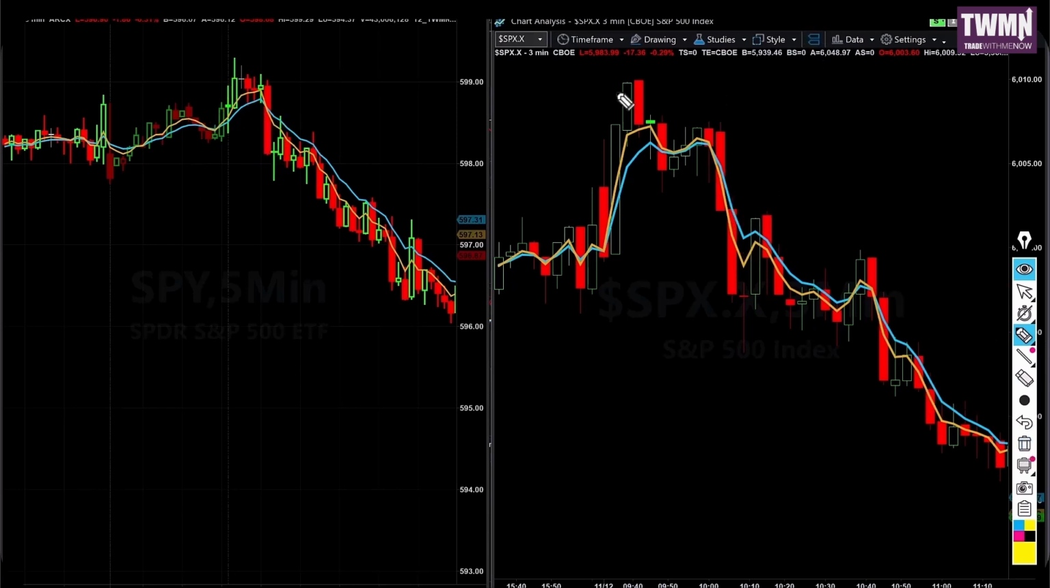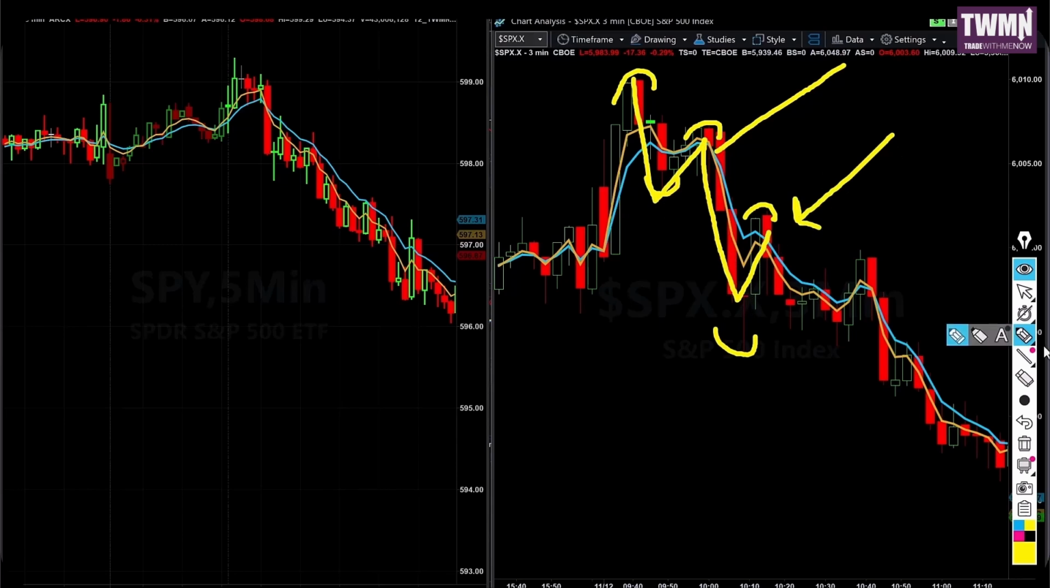What does that mean? This is a high, this is a lower high, and this is an even lower high. This is a low, and this is a lower low. So I'm going to wait, even though the moving average is crossed here at 10 o'clock, I'm going to wait for this, this, this, and this. And now I've got structure. Now I can take the trade.